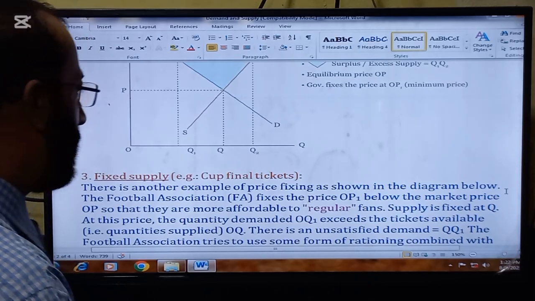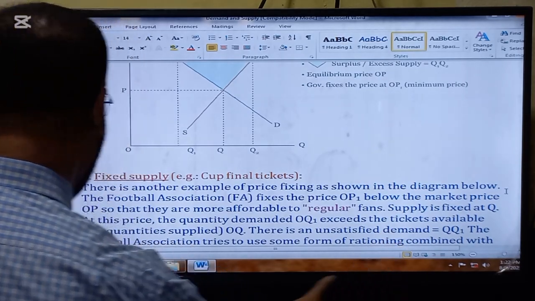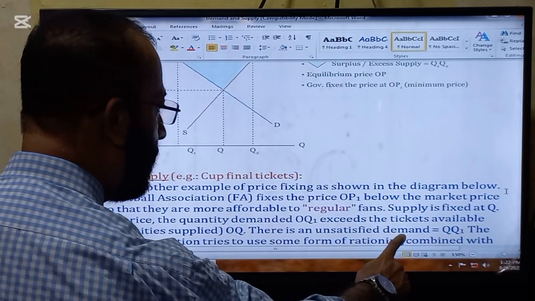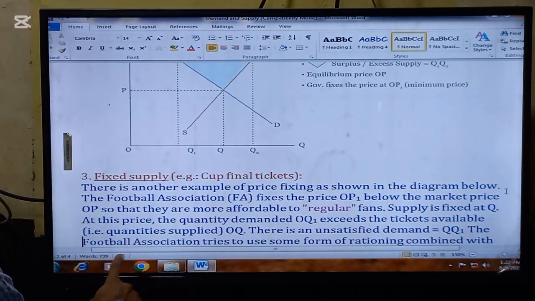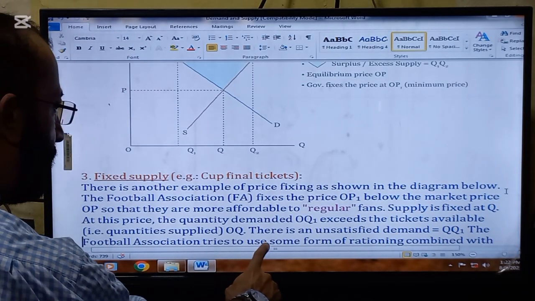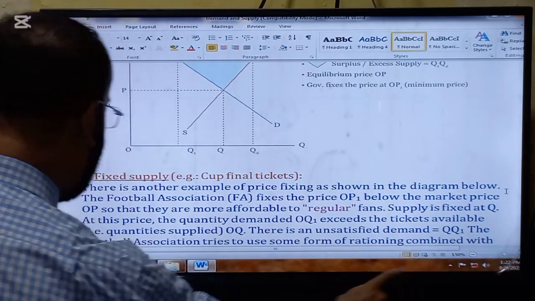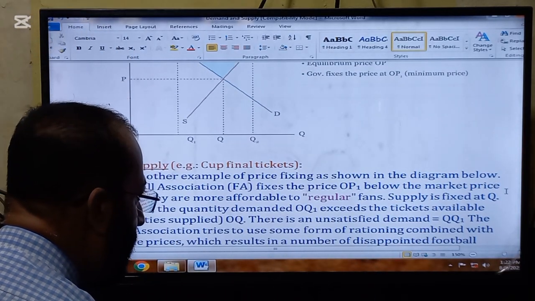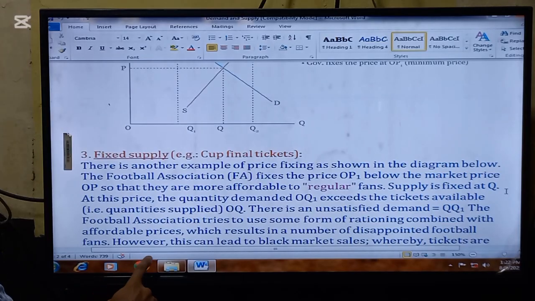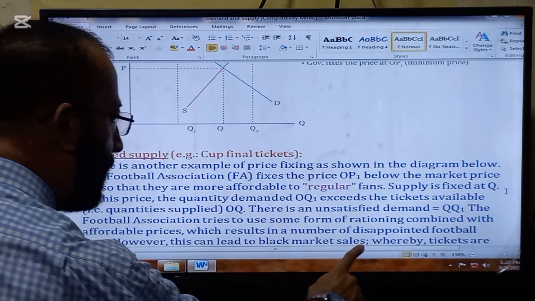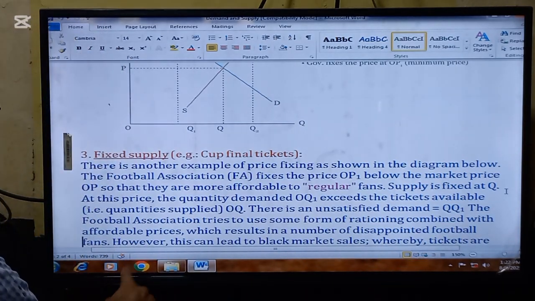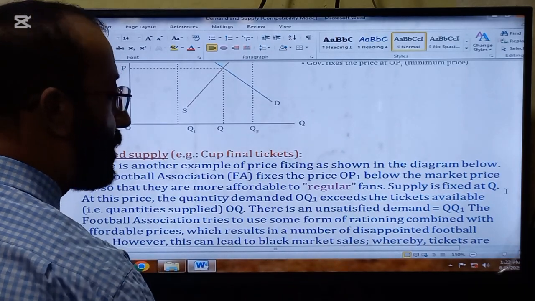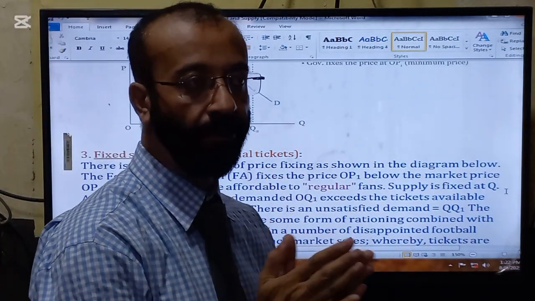So definitely look now what will happen. At this price, the quantity demanded OQ1 exceeds the tickets available. Quantity supplied is at OQ. There is an unsatisfied demand. The Football Association tries to use some form of rationing combined with affordable prices, which results in a number of disappointed football fans. However, this can lead to black market sales. So this is the normal phenomenon.